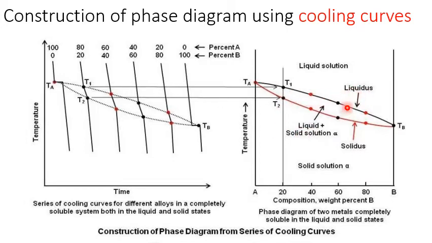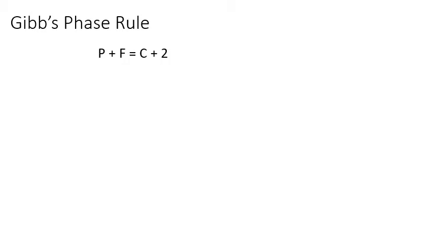In between these two lines, the liquidus and the solidus, it's a mixture of liquid and solid solution. Now if you want to know what phases are present at different temperatures and pressures, we use a rule called the Gibbs phase rule. In order to find out what phases are present at any given pressure and temperature, we use the Gibbs phase rule.